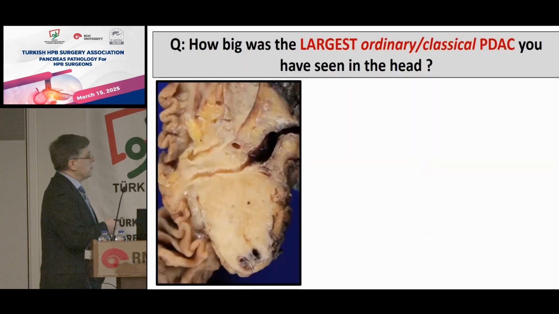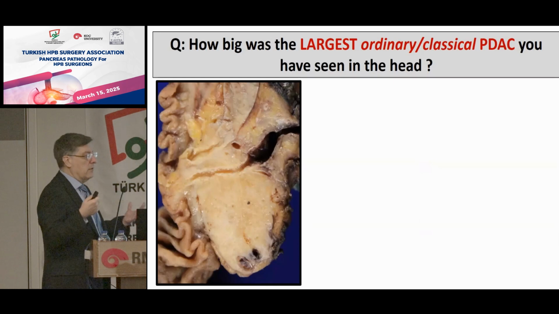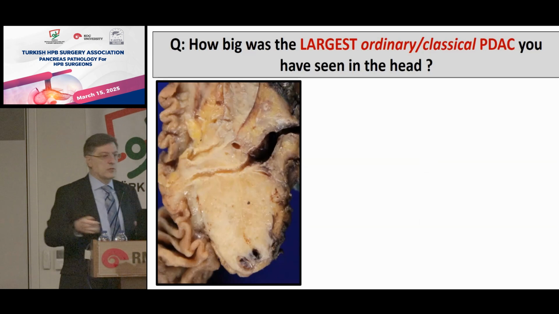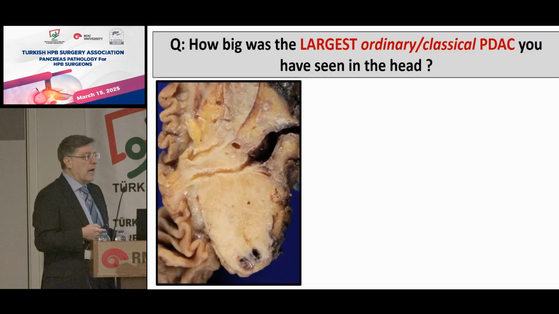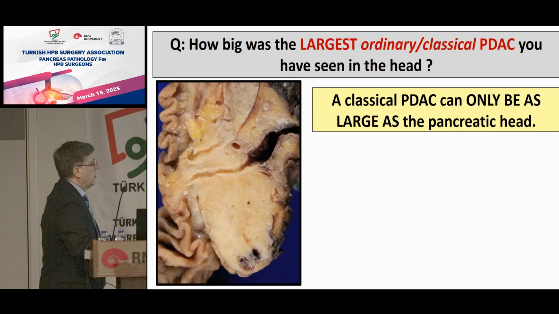Now, this brings me to the question of how big. For the surgeons in the audience, think about the Whipples you did. How big was the largest ordinary classic PDAC? Not colloids, not adenosquamous, none of those. But classical PDAC. How big was the largest one you really operated on? I'll bet you it was no larger than 6 centimeters, because a classical PDAC in the Whipple can only be as large as the head of the pancreas, and the head of the pancreas is about 6 centimeters.